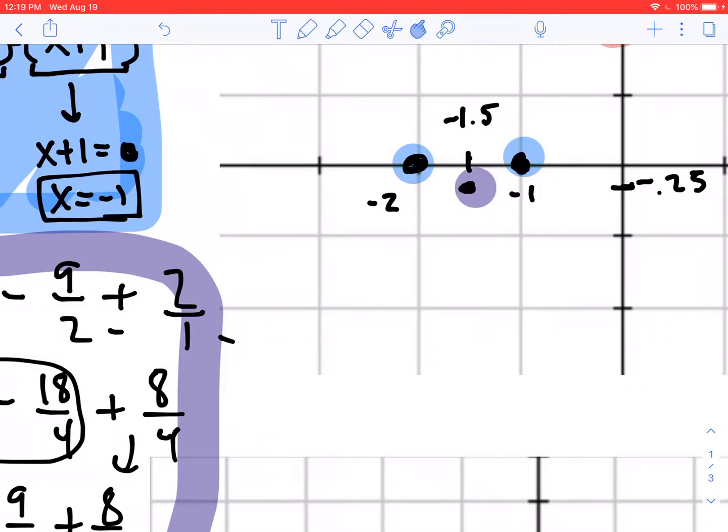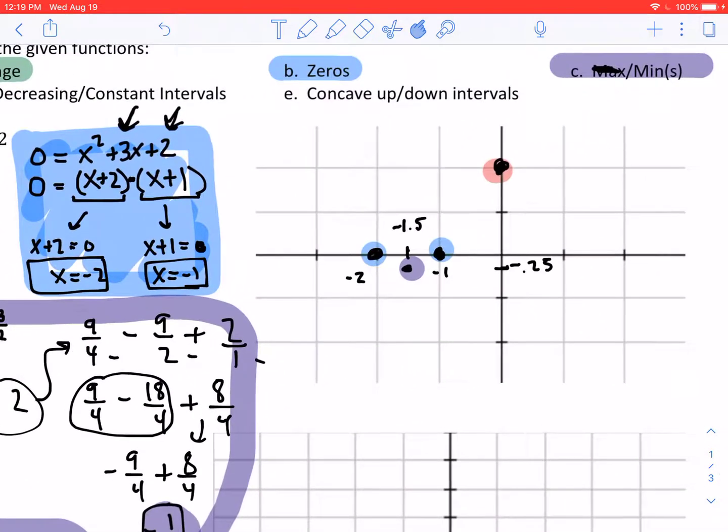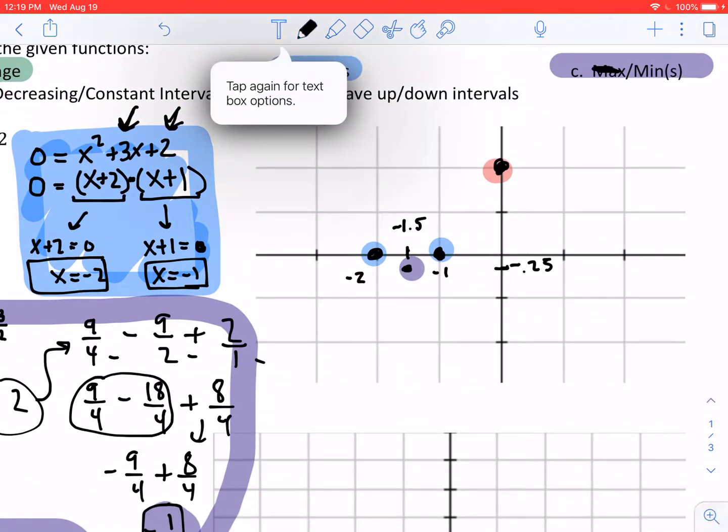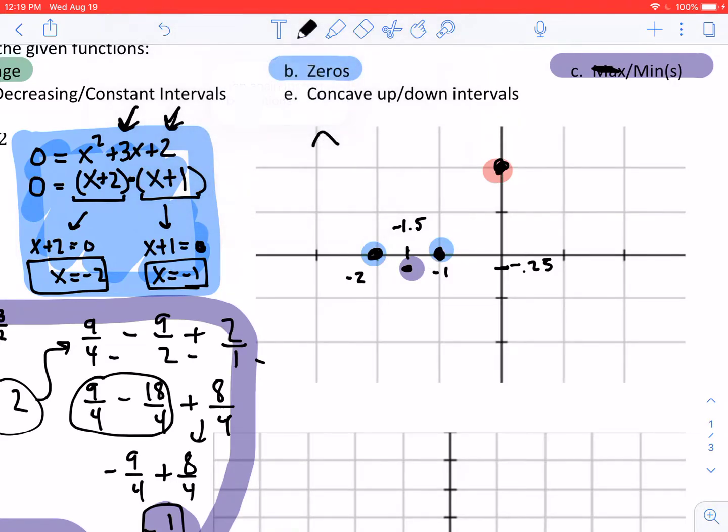And there we have it, folks. Now we have for sure enough information to graph this thing. Oh, why did it go away? Awesome, and there's our quadratic.